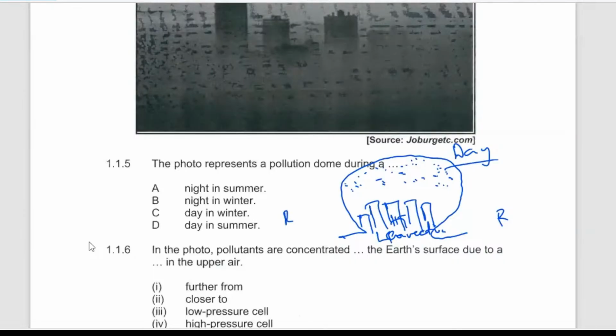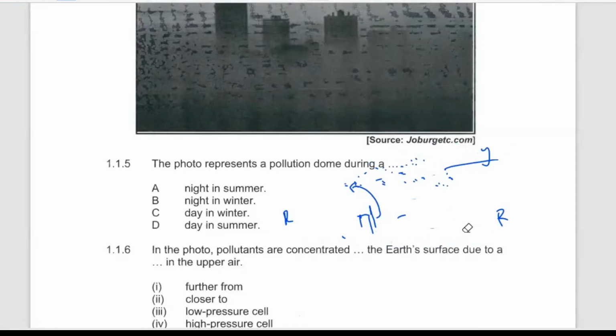And as a result, there is a pressure gradient that results in air movement into the urban area from the surrounding rural areas with lower temperatures. This is going to cause convection currents, and the convection currents are going to uplift the pollutants into the upper atmosphere, such that during the day, the concentration of the pollutants is limited, and the pollutants are lifted up above the urban area. That is the day situation.